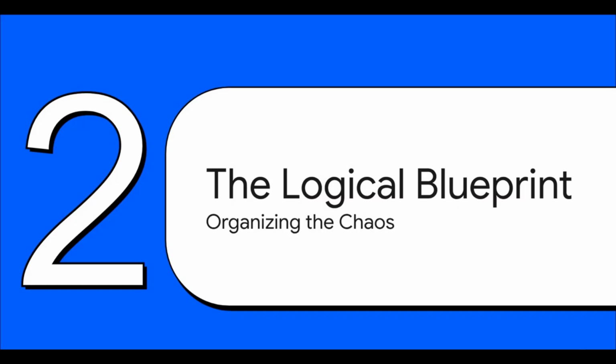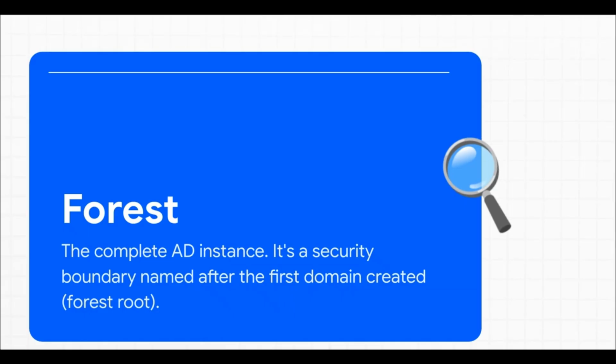Okay, so we've established that AD is a database, but how does it actually organize everything? I mean, all those users, all those computers, that's where the logical structure comes in. And this is key. Think of it like an architect's blueprint for your entire company, completely separate from where the actual physical buildings are. At the very top of this whole structure, you have what's called the forest. The forest is, well, it's everything. It's the ultimate container, it's the absolute security boundary for the entire organization. And a fun little fact, it actually gets its name from the very first domain you create inside it. That first domain is called the forest root.